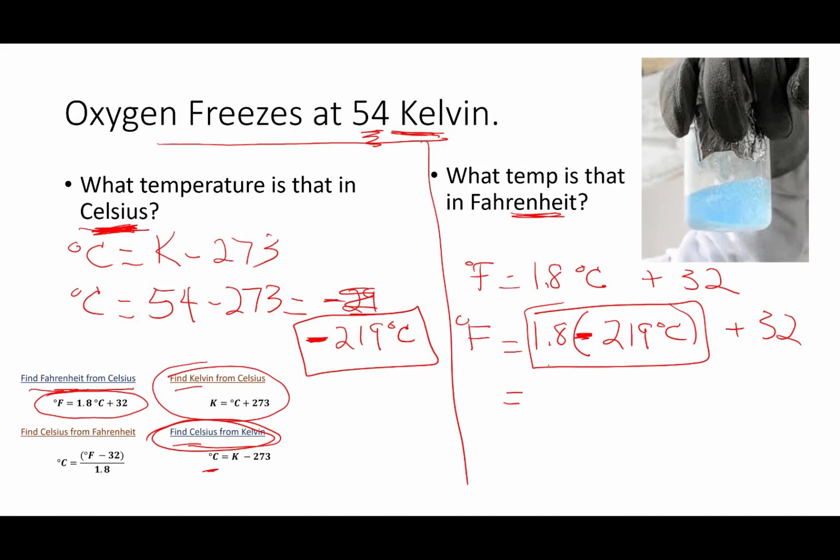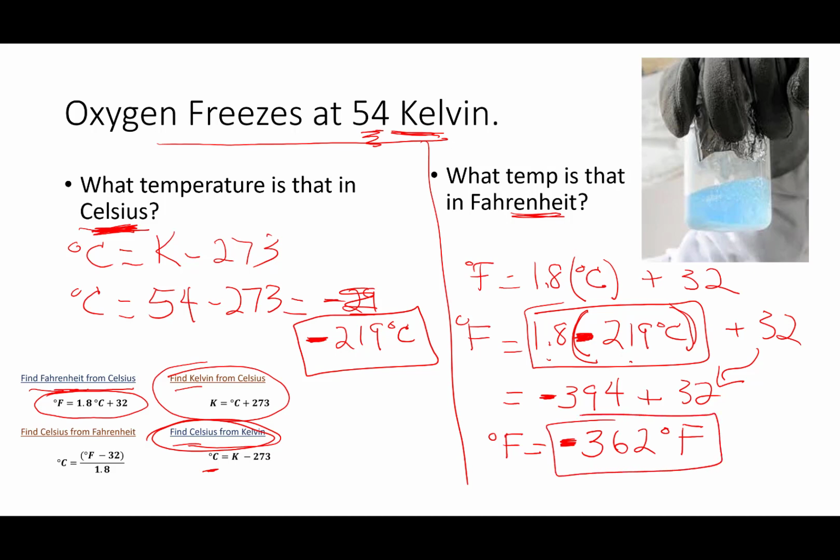So 1.8 times 219, even though that is not a negative sign, this is a multiply. This up here is a multiply. That's not a subtraction. That just has a negative number in here. So 1.8 times a negative 219, this is a negative 394 plus a positive 32. That comes from there. So my degrees Fahrenheit is going to be a negative 362 degrees Fahrenheit. And that is that conversion.